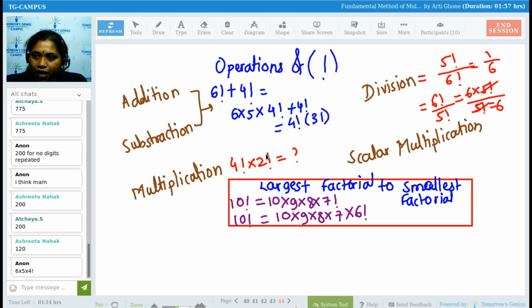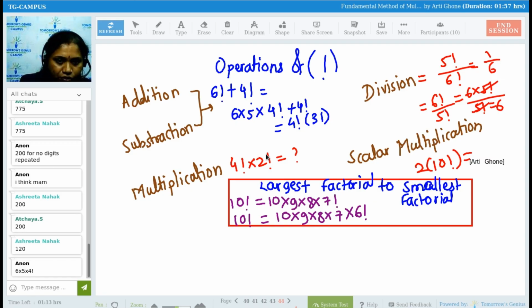Okay? And scalar multiplication, if I want to do 2 into 10 factorial, if it is required for the answer, then only do it. Okay, this is the operation. If it is required for the answer, then and only then do it. If it is found in the options, like 2 into 10 factorial is there in your options, then do that only. Clear? Don't waste your time. 10 factorial calculation is not easy, because it's a multiplication, it's not addition. Clear?